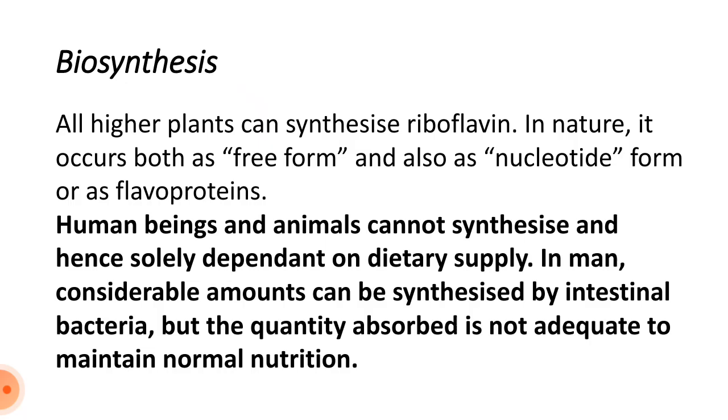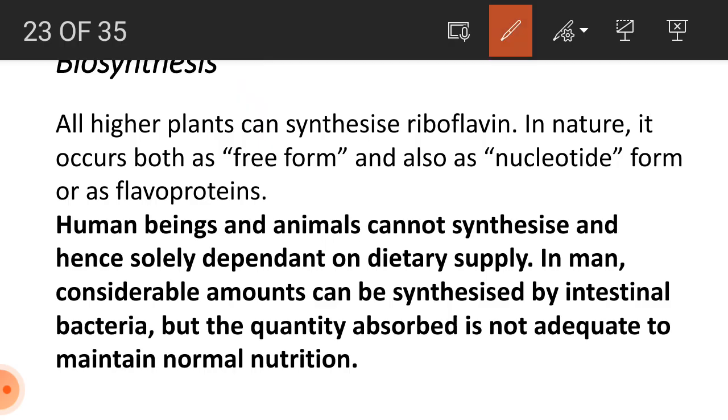All the higher plants can synthesize riboflavin. In nature, it occurs both as a free form and also as a nucleotide form or as flavoproteins. Human beings and animals cannot synthesize vitamin B2, and hence solely depend on the dietary supply. So we human beings and animals are fully dependent on our diet for this vitamin.